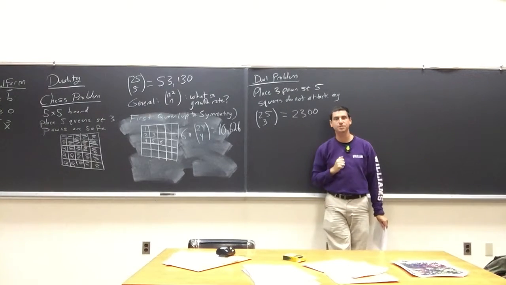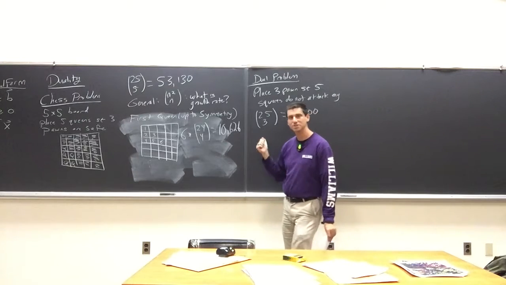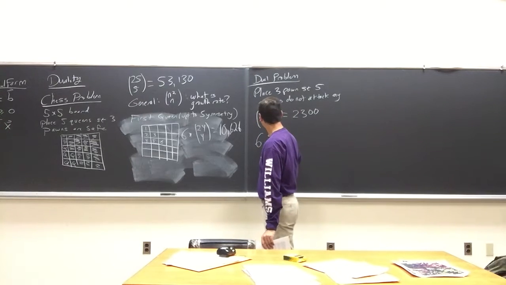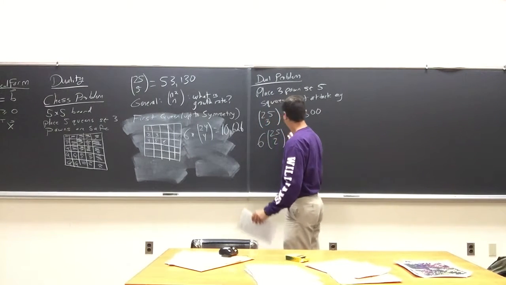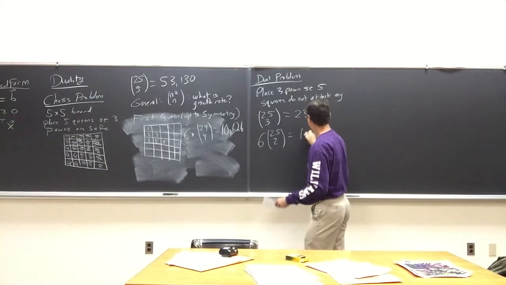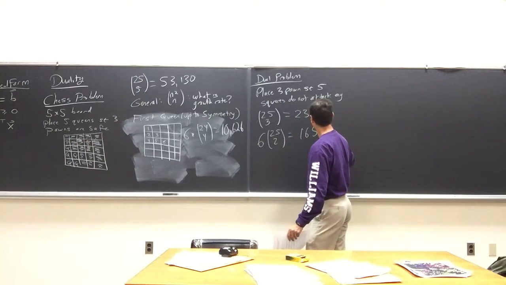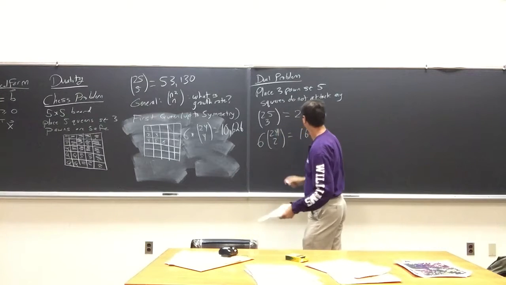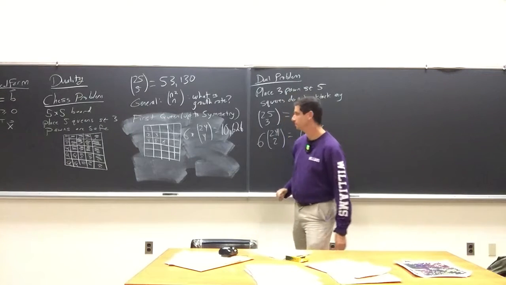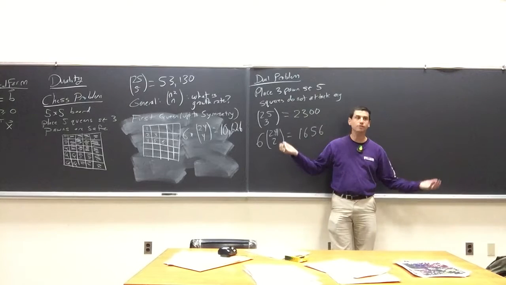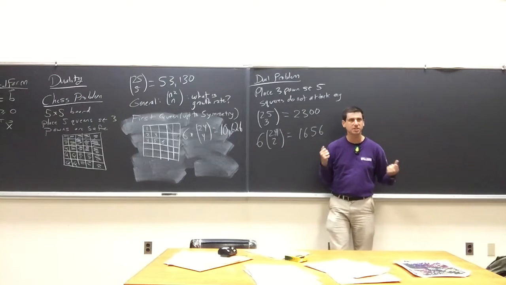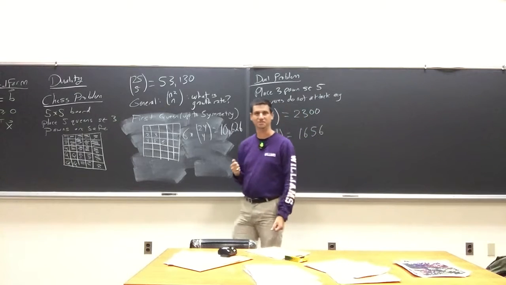What could we do to improve this even further? Symmetry. So how many places are there for the first pawn? There's 6 for the first pawn, and then 24 choose 2, which is 1656. Thank you. So we've gone from something in the 50,000s of cases to a little bit under 2,000.